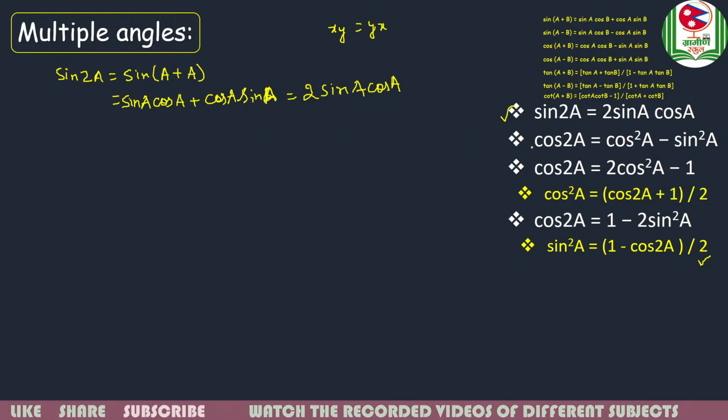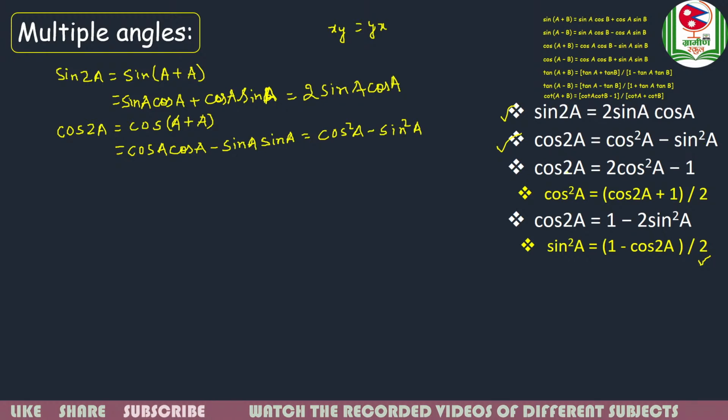Now we will go for cos 2A. Cos 2A can be written as cos(A plus A), and we know the formula for cos(A plus B): cos A cos B minus sin A sin B. According to the formula, that is cos A into cos A, as B is replaced by A, minus sin A into sin A, so the result is cos square A minus sin square A. So we have also proved that cos 2A equals cos square A minus sin square A.